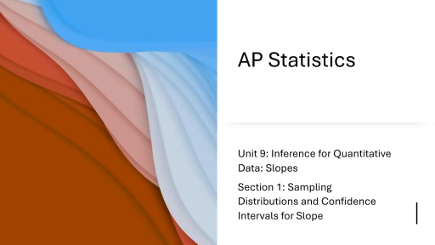Okay, moving on to Unit 9, we have the inferences of quantitative data, and we're looking at slopes. We're going to be looking at some least square regression lines here. Then we're going to start by looking at sampling distribution and confidence intervals of the slope. So when we're looking at these, we are looking specifically at the slope and seeing if there is a relationship or not. That's the main thing we're looking at with these regressions. And yeah, so let's get started.